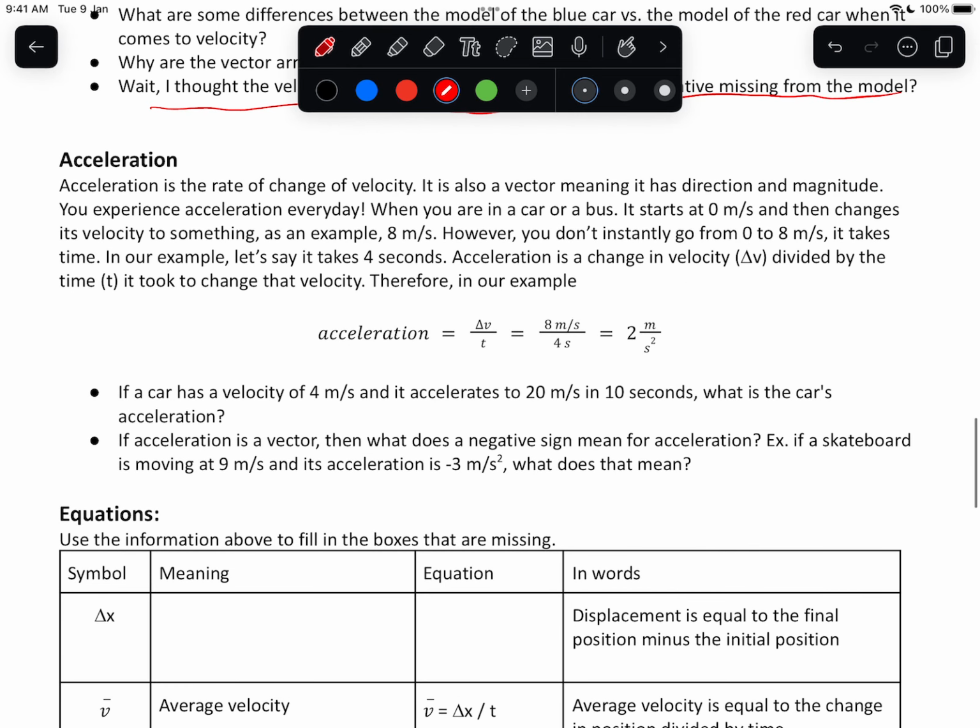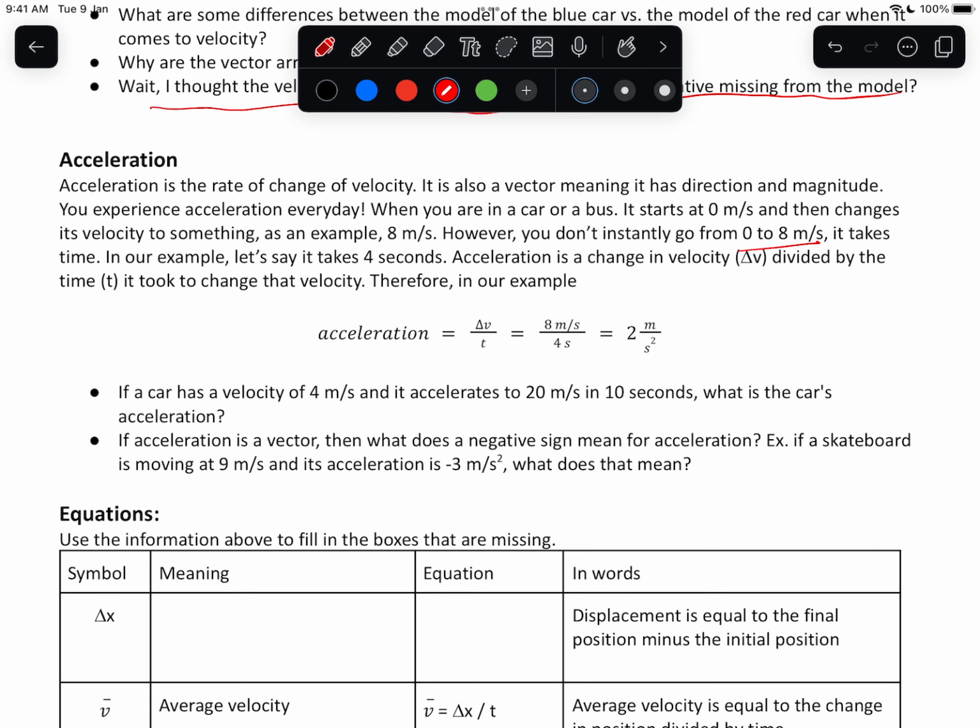Moving on, acceleration. Acceleration is the rate of change of velocity. It is also a vector, meaning it has direction and magnitude. You experience acceleration every day. When you are in a car or a bus, it starts at 0 meters per second and then changes its velocity to something, as in an example, 8 meters per second. However, you don't instantly go from 0 to 8 meters per second. It takes time. In our example, let's say it takes 4 seconds.